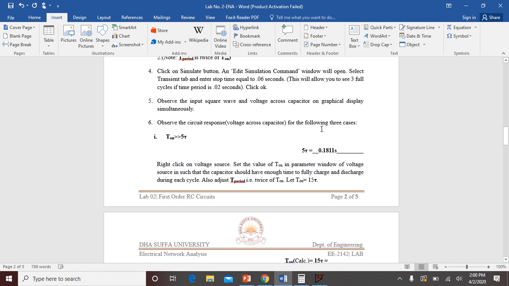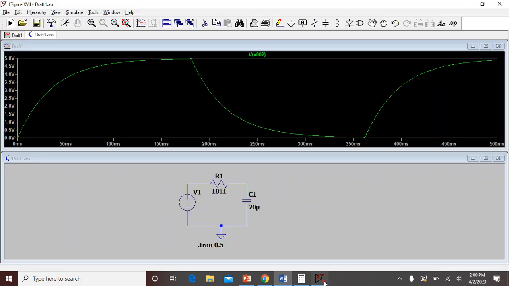Observe the circuit response in the following three cases. Now we are going to observe the response of the circuit while taking three possible cases. The first case is when T on is much greater than 5 tau. We know that it gets fully charged at 5 tau. Now we are going to observe the behavior when T on is far greater than 5 tau. You can take this value randomly, but you can also take it as 15 tau.